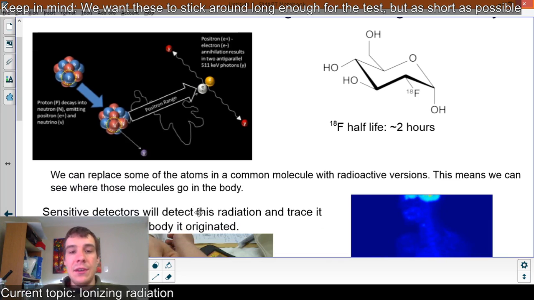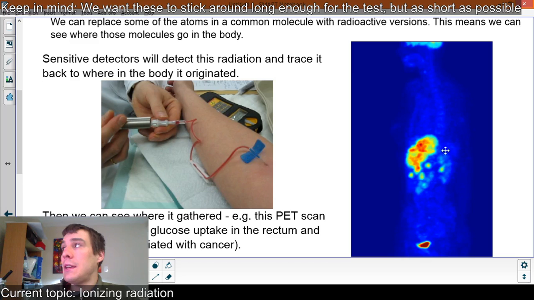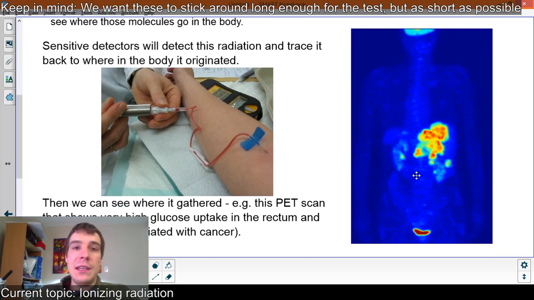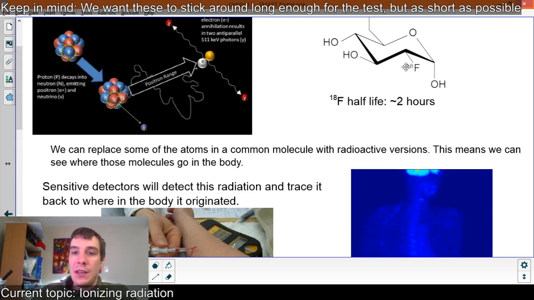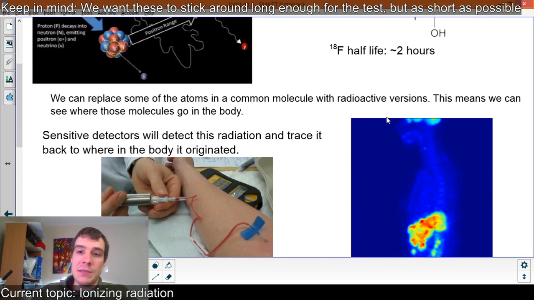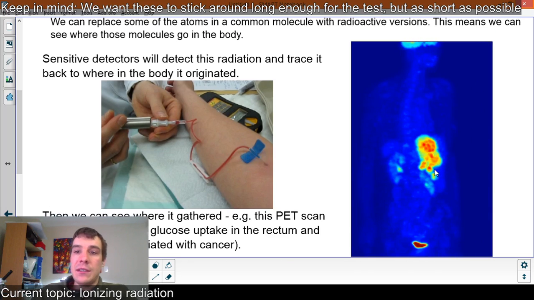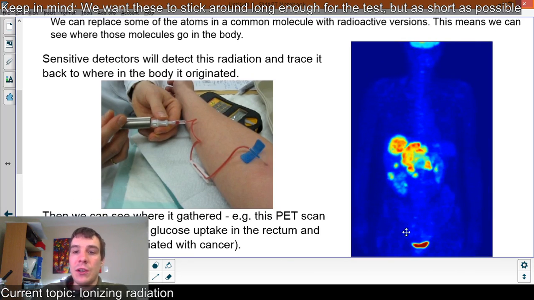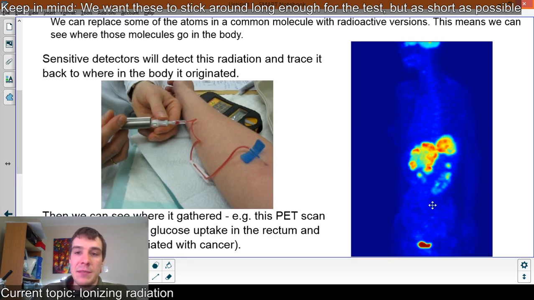The detectors are all around, and what they detect is these two gamma rays. They're very, very, very sensitive, and they can trace it right back to the pinpoint location where they came out. Using that, they can build a 3D model of where the radiation is, where this molecule is, and where sugar is. So here it's showing where there's a lot of sugar uptake in this particular person's body.